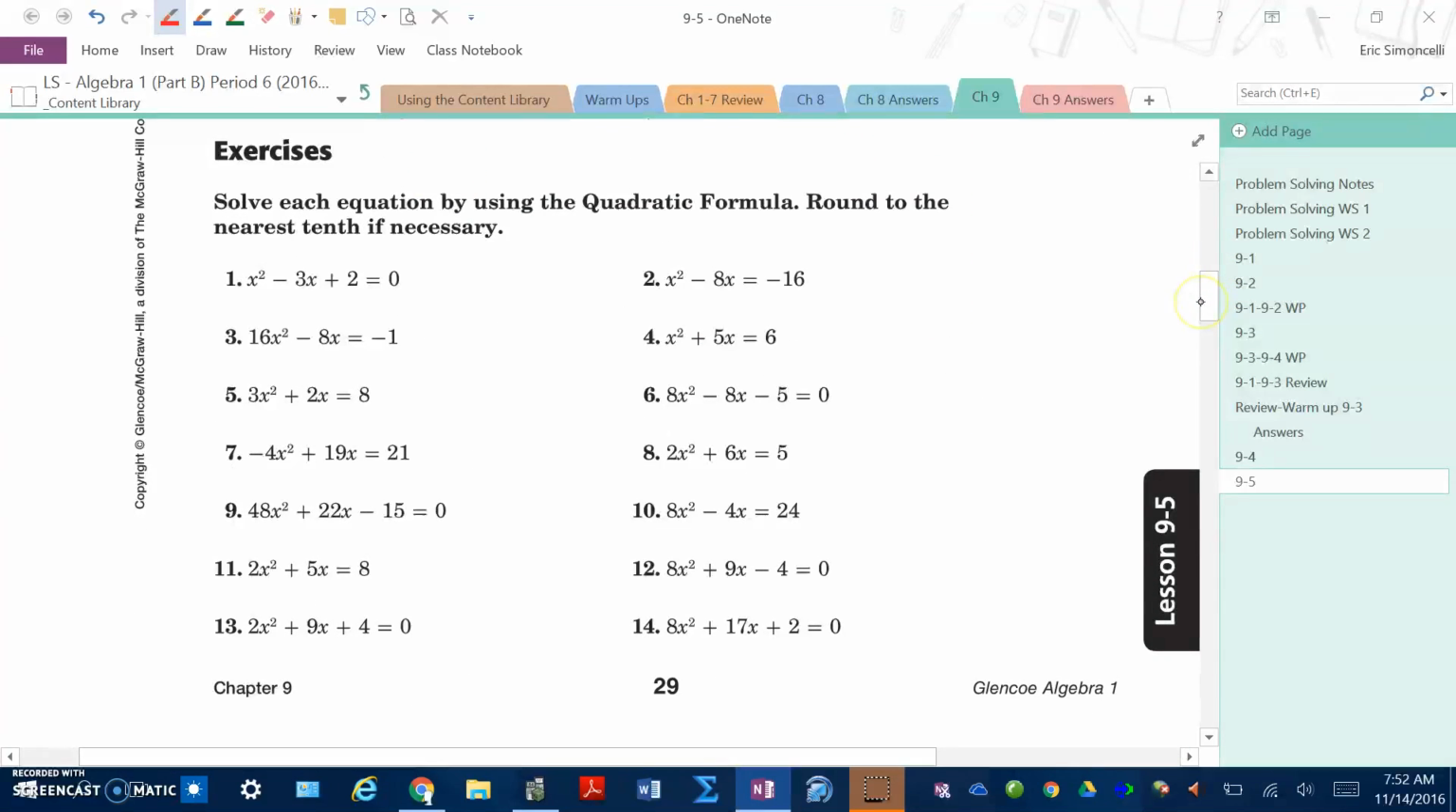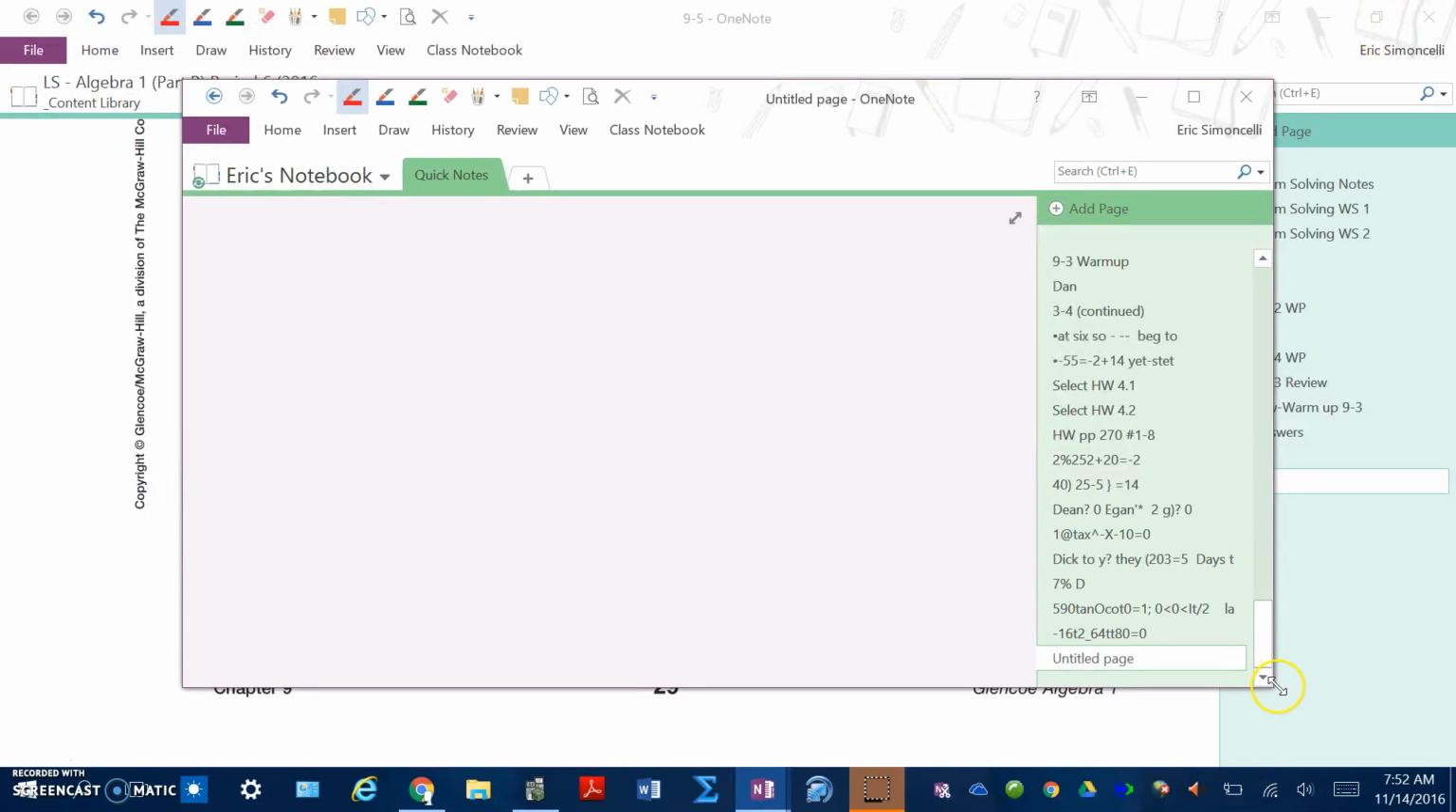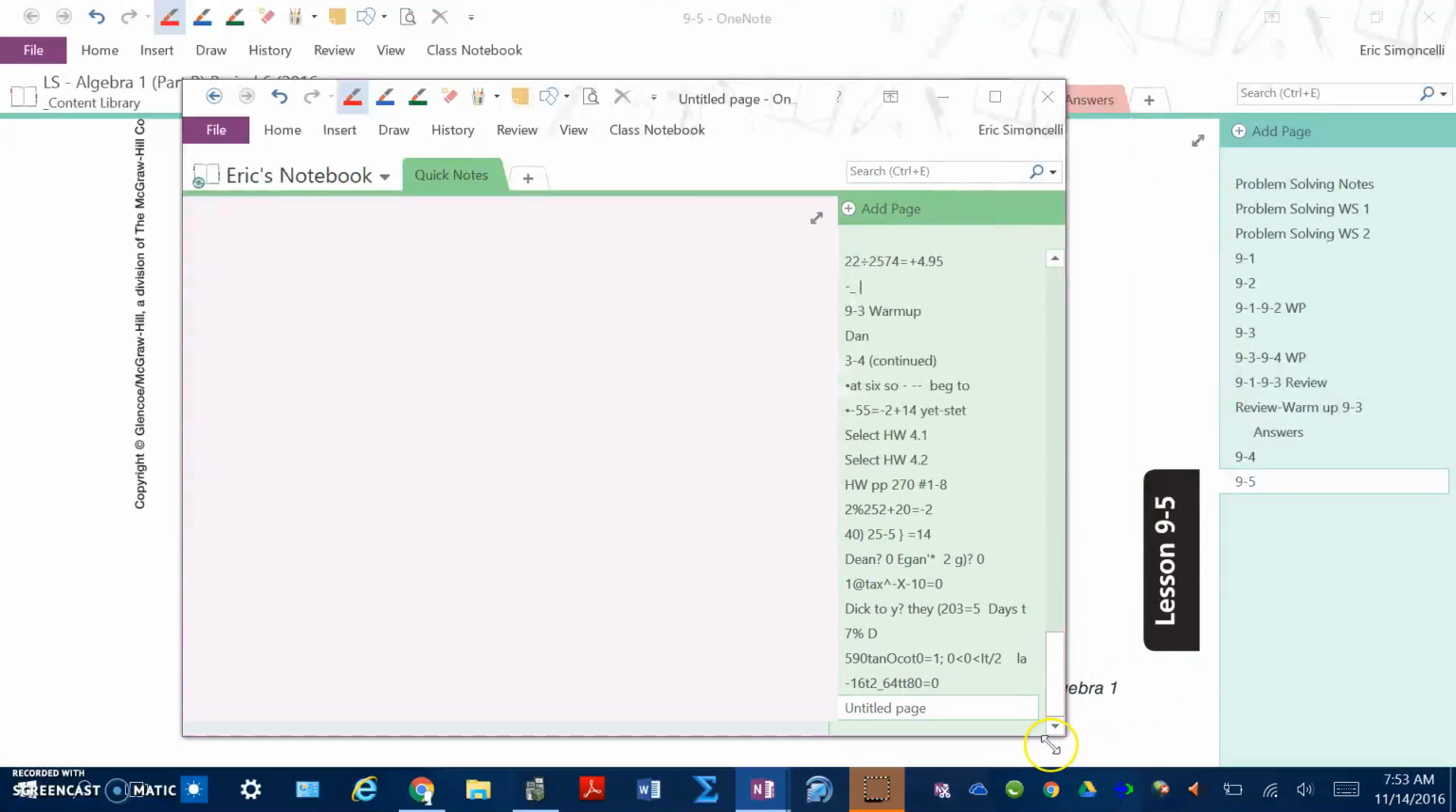Continuing on, exercises. Solve each equation by using the quadratic formula. Round the answer to the nearest tenth. So problem number 1, x squared minus 3x plus 2 equals 0. And what I'd like to do is open another sheet here because I probably won't have enough room to do many of these. You all should be using probably scratch paper as well.